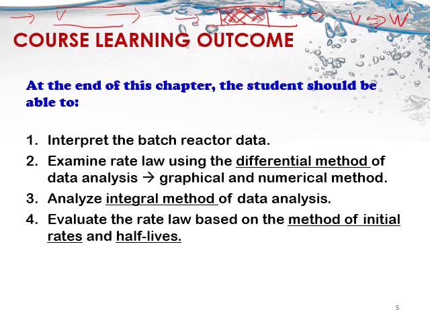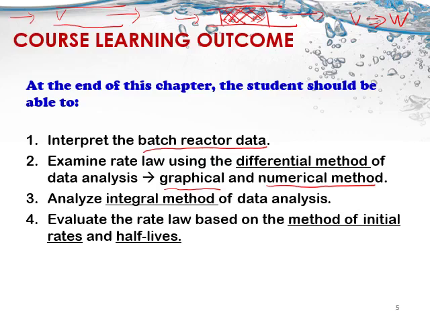Alright, let's look at the course learning outcome for chapter 2, determination of rate law. At the end of this chapter, students should be able to interpret batch reactor data because this is the simplest reactor. Number 2, examine rate law using differential method of analysis. Under differential, there are two types. One is graphical, another one is numerical. Number 3, analyze integral methods of analysis. And last one, evaluate the rate law based on the method of initial rates and half-life.